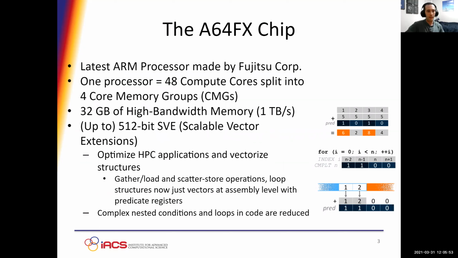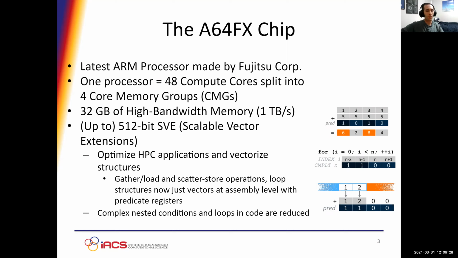So we'll start off with the A64FX chip, and that is the latest ARM processor, ARM being a hardware architecture compared to, say, Intel or AMD, made by the Fujitsu Corporation out in Japan. One processor is made up of 48 compute cores. So think of the 36 cores on an Intel Skylake processor that you've seen on Seawolf. And here we have 4 core memory groups of 12 cores each. And I'll explain what that means in a couple slides. But the idea is that it's a way of being able to lay out memory and resources.